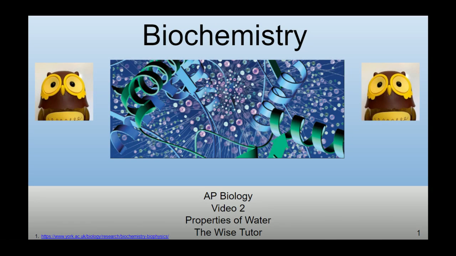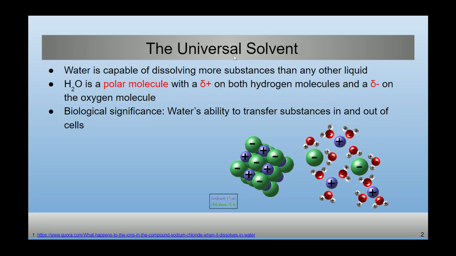Properties of water. Water is often called the universal solvent. It is capable of dissolving more substances than any other liquid, and the reason is that H2O is a polar molecule with a partially positive charge on both hydrogen atoms, as seen here, and a partially negative charge on the oxygen atom. We started discussing this in video number 1.